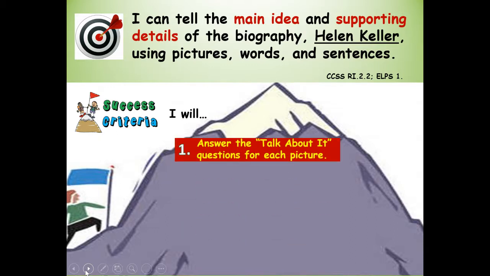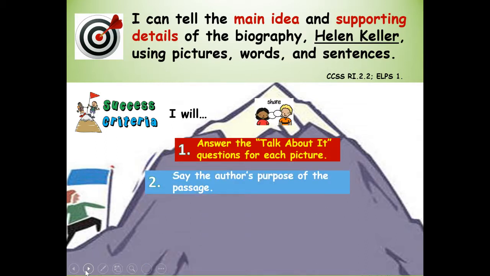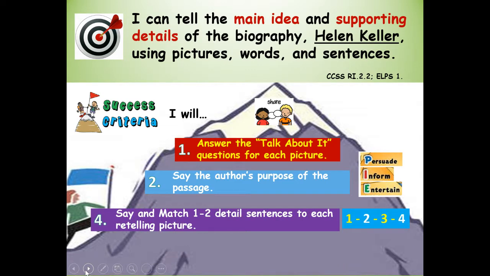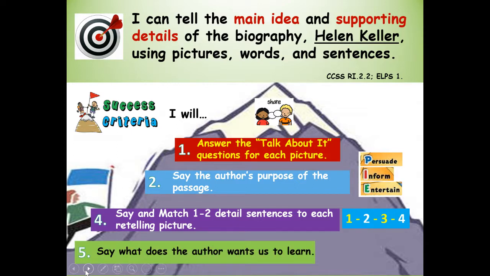I will, number one, answer the talk about it questions for each picture. Number two, I will say the author's purpose of the passage. Why did the author write the book? To either persuade, P, inform, I, or entertain, E. It's as easy as pie. Number four, I will say and match 1 to 2 detail sentences to each retelling picture. And five, I will say what the author wants us to learn.